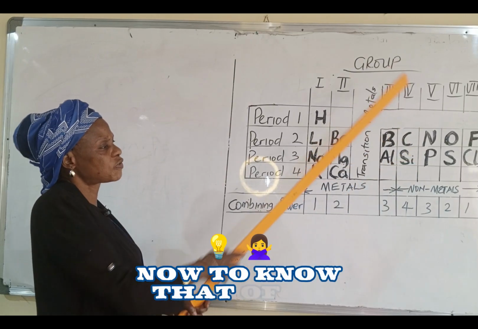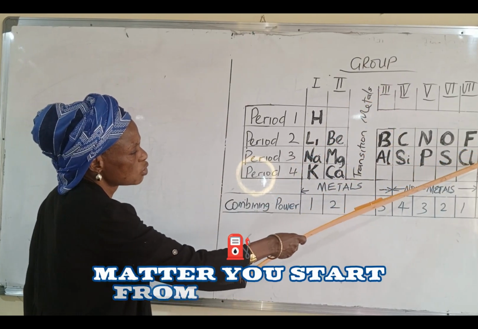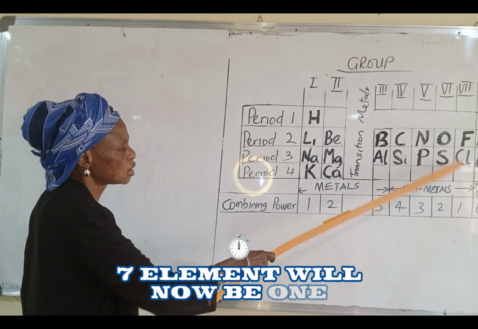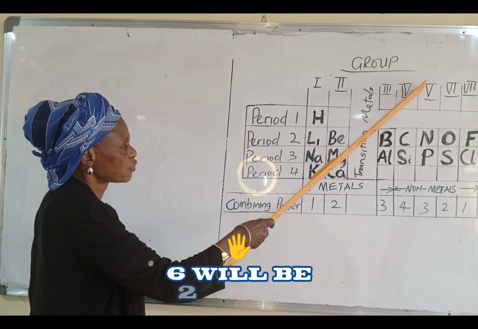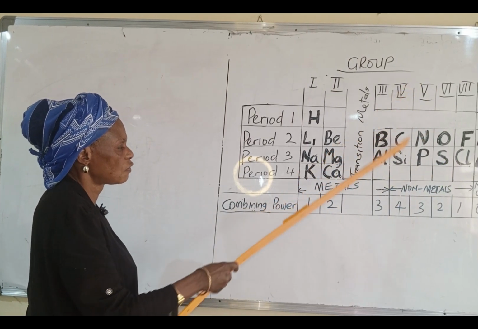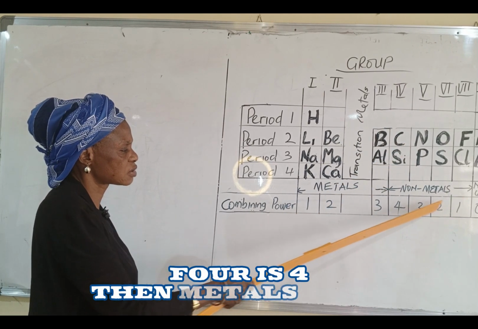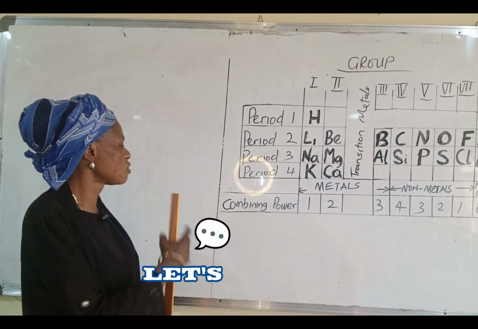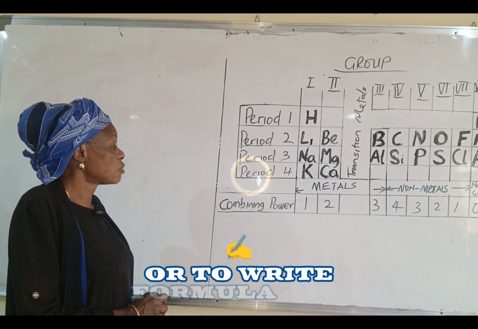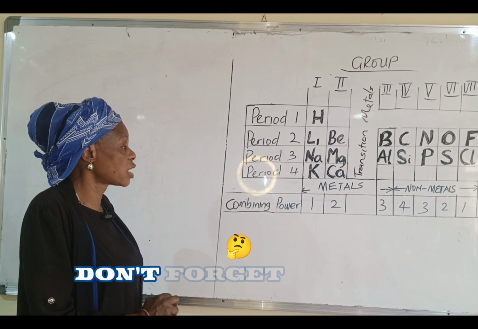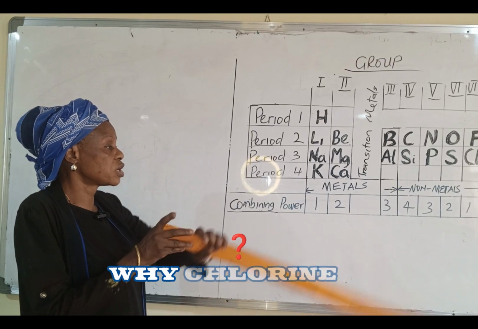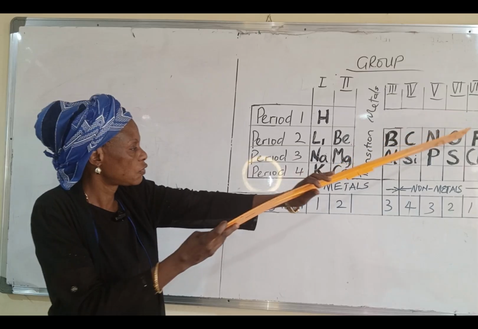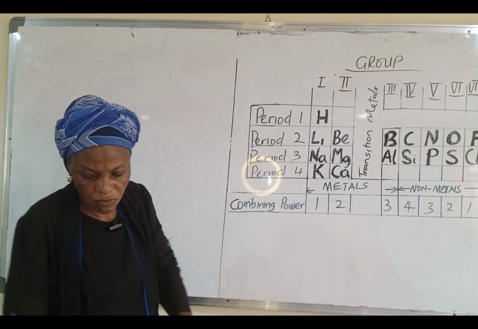Now to know that of non-metals, you start from the noble gas, which is 0. Then the combining power of a group 7 element will now be 1. Group 6 will be 2. Group 5 is 3. Group 4 is 4. Then metals have ended here. Now let us see how it goes. Let's say we want to write the formula of sodium chloride. Don't forget, sodium is in group 1, while chlorine is in group 7. Sodium has combining power of 1. Chlorine also has a combining power of 1.